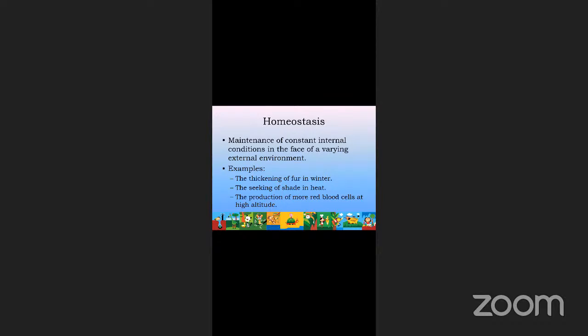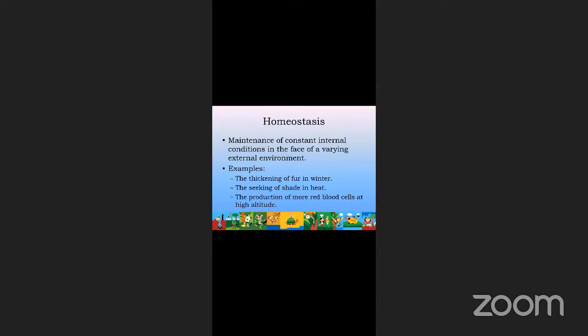There is an environment, and outside our body, there is another environment. Outside our body, we may have some variations. So our body has to maintain or cope with the external environment, so that we maintain the balance in the environment.